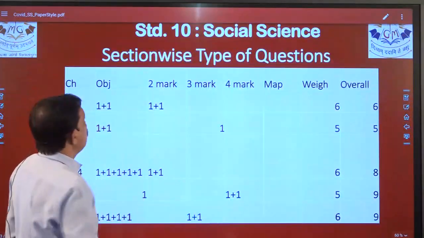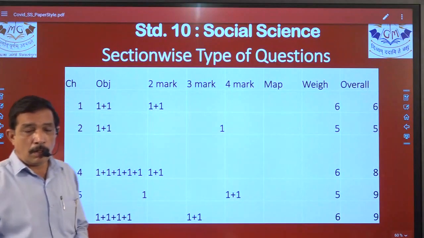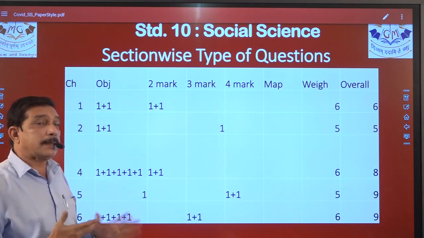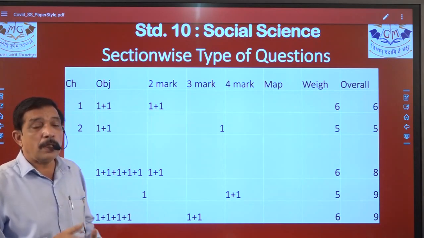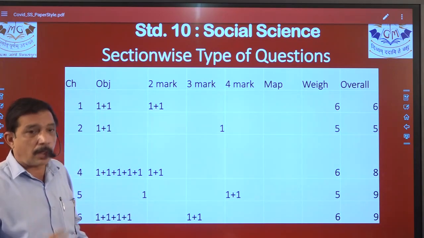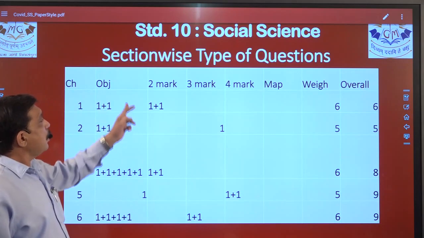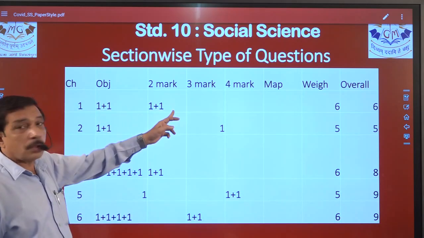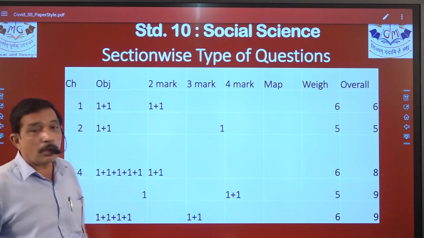Now you already have the material with you. This is just for the broader understanding that this can be asked in this way, right? So in front of the chapter you can start writing. Chapter number 1, objectives. 2 objectives will be asked, 2 mark, 2 questions will be asked. We have a total there of 6.